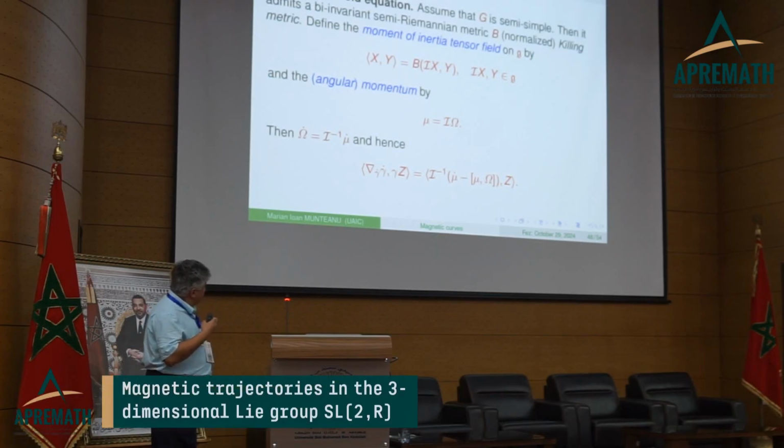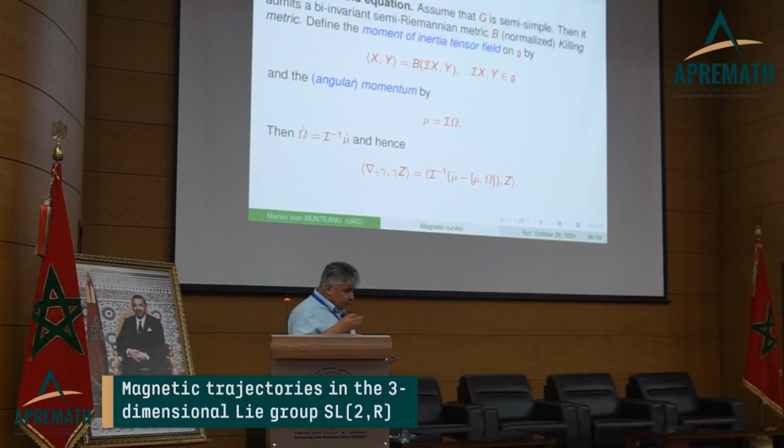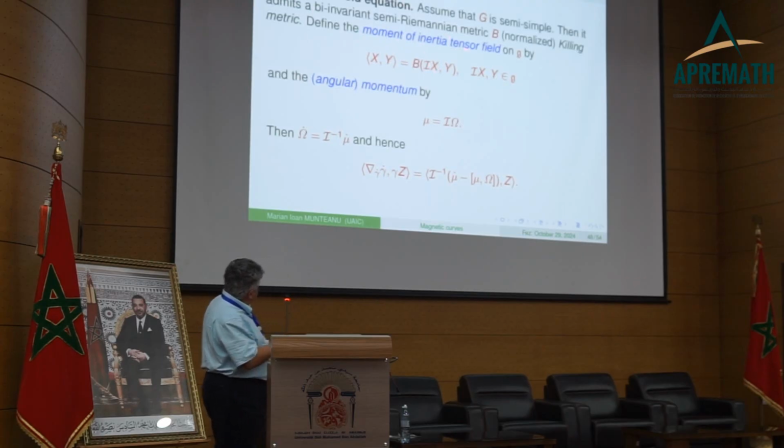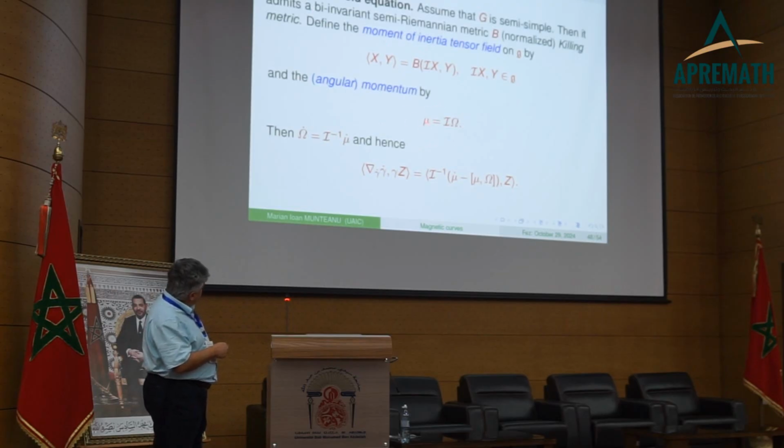We wanted to apply this to our setting, but we do not have geodesics, we have magnetic curves. So we will modify the Arnold equation to what we call the magnetized Arnold equation. Remember, if we assume G is semi-simple, we take the semi-Riemannian metric B, the normalized Killing metric, and we define this capital I called the moment of inertia tensor field, and this mu, the angular momentum, so I applied to omega.